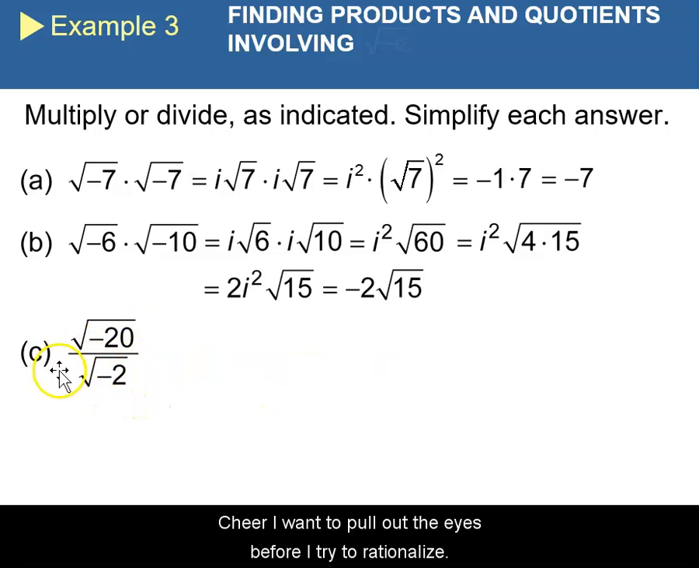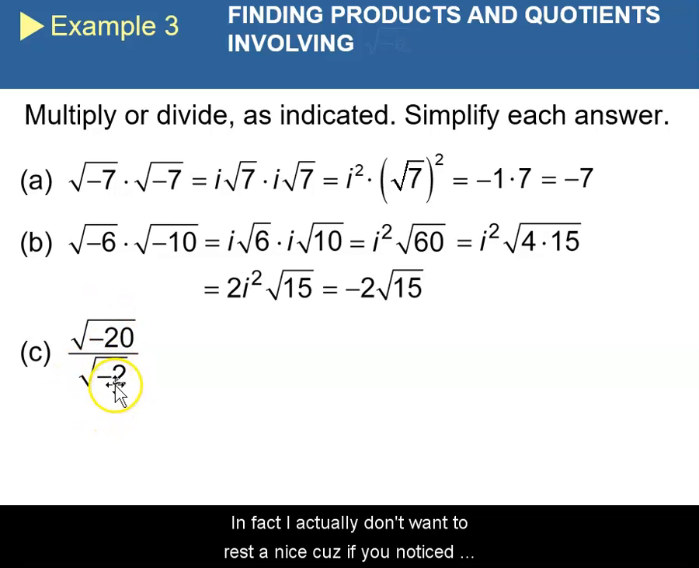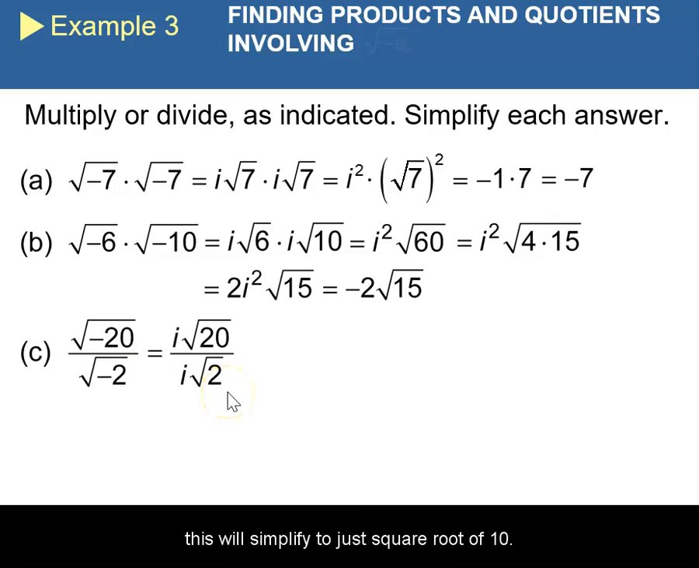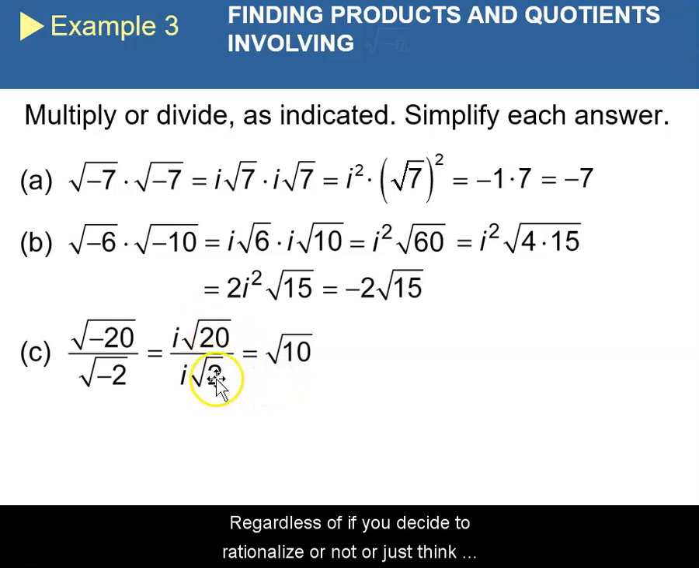Here, I want to pull out the i's before I try to rationalize. In fact, I actually don't want to rationalize because if you notice, it's only a single term and a single term, so I don't have to rationalize the denominator. I can just write this all over one radical sign. But first, I got to pull out the i, and then I'll have square root of 20 over 2, or square root 10. So this will simplify to just square root of 10, right? So pull out the i's, and then I have square root 10. So regardless of if you decide to rationalize or not, or just think about this as square root of 20 over 2, you will get root 10, and the i's here cancel.